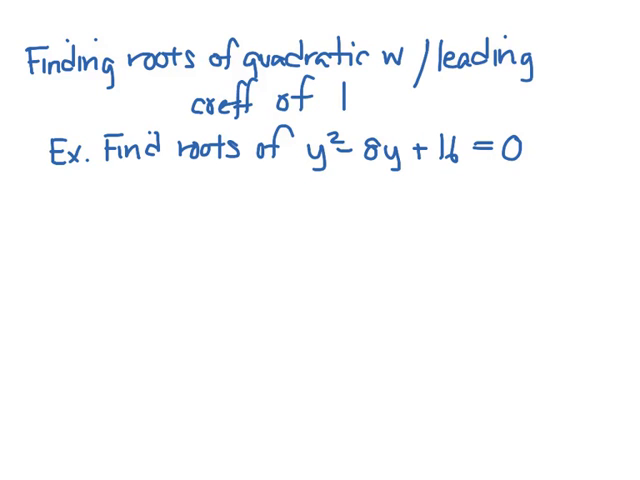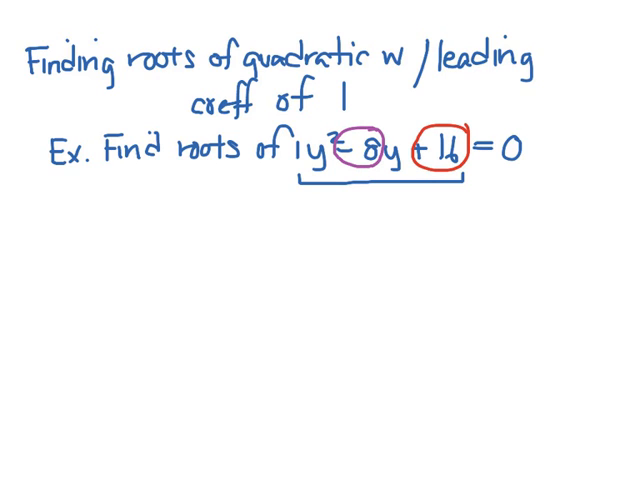Finding roots of a quadratic equation with the leading coefficient of 1. So here again we want to find the roots of this quadratic, y squared minus 8y plus 16, which is the same thing as saying what values of y make this quadratic equal to 0. So we're going to look at this, and now we're very familiar with how to factor, right? It has a leading coefficient of 1, so all we're going to do is look for factors of 16, positive 16, that add up to negative 8.